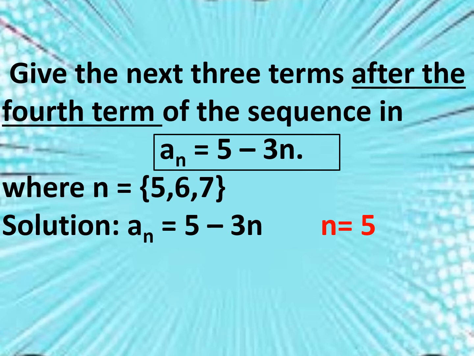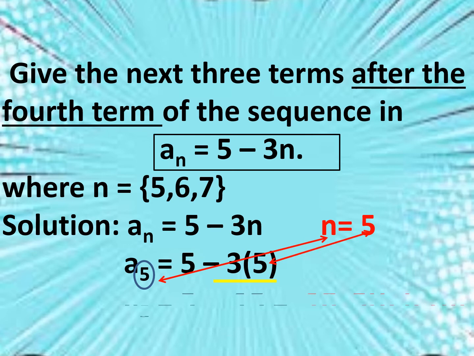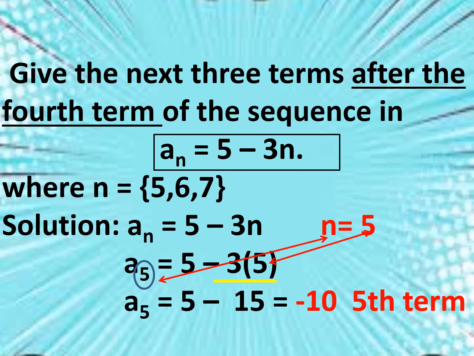So again, our general term is a sub n is equal to 5 minus 3n, where n is equal to 5. So just substitute the value of n by 5. Then simplify. So a sub 5 is equal to 5 minus 3 times 5. Simplify first 3 times 5. Then a sub 5 is equal to 5 minus 15 is equal to negative 10, our fifth term.